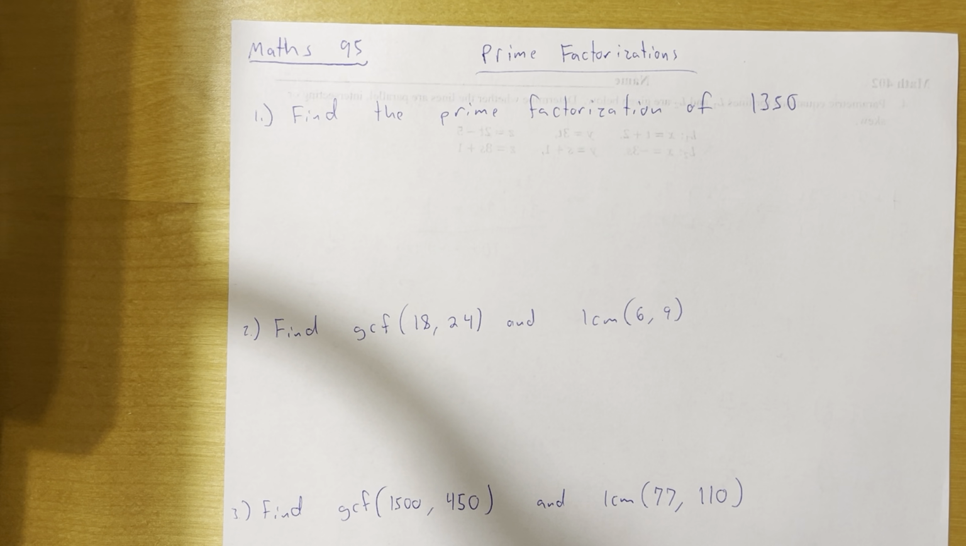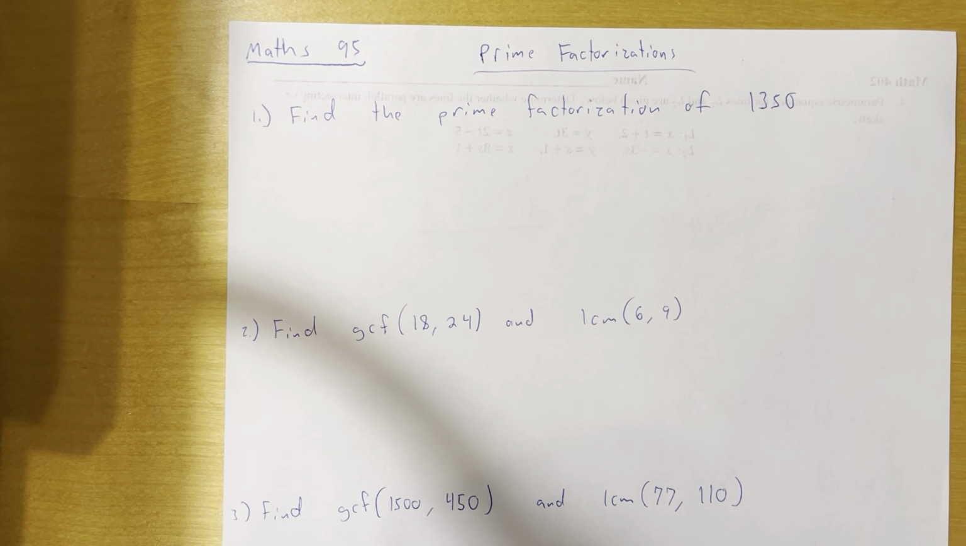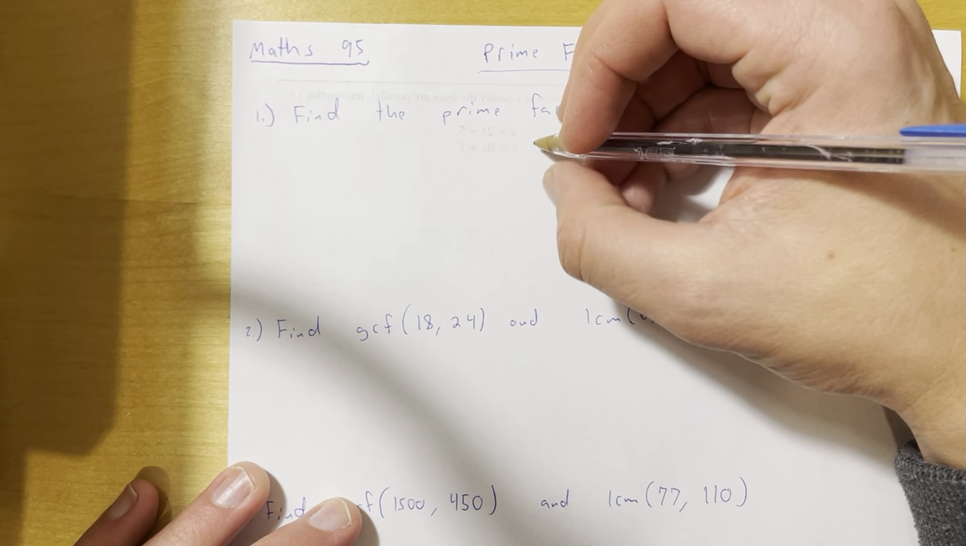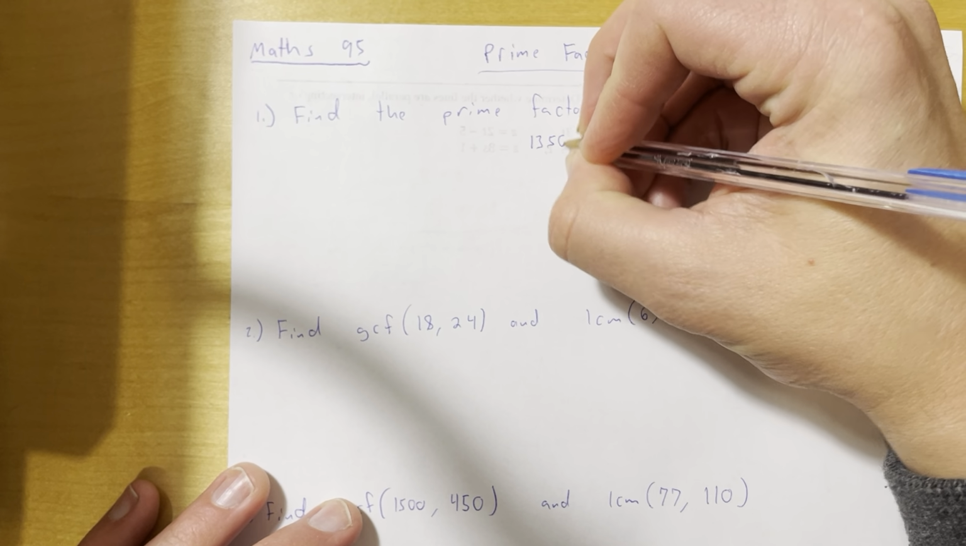So this is already stuff that's been covered. It's just kind of review of that material. Our first problem that we're going to work through is finding the prime factorization of 1,350. And the way that we're going to do this is we're going to use a factor tree, which was the technique that we did in the parent class.